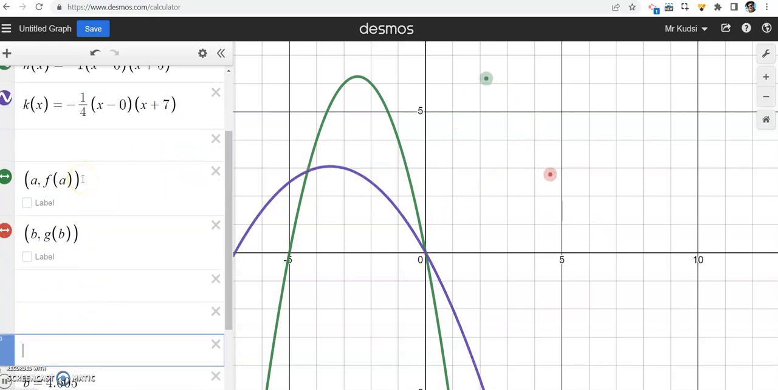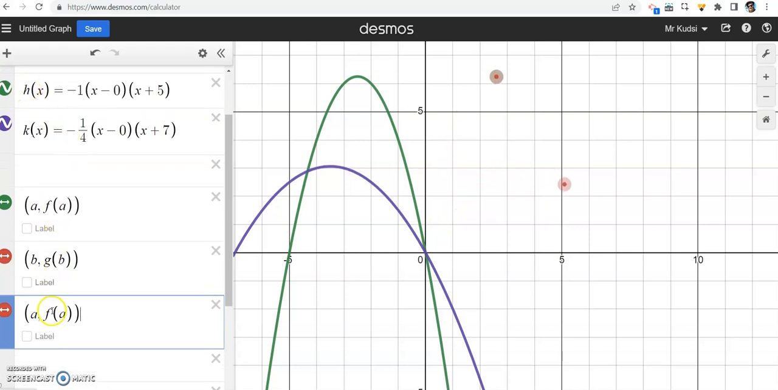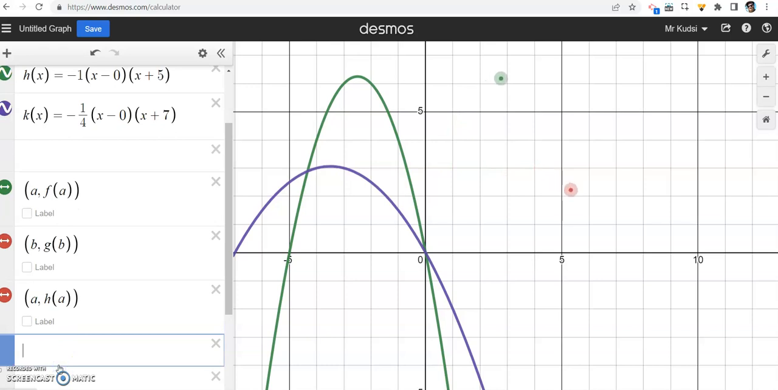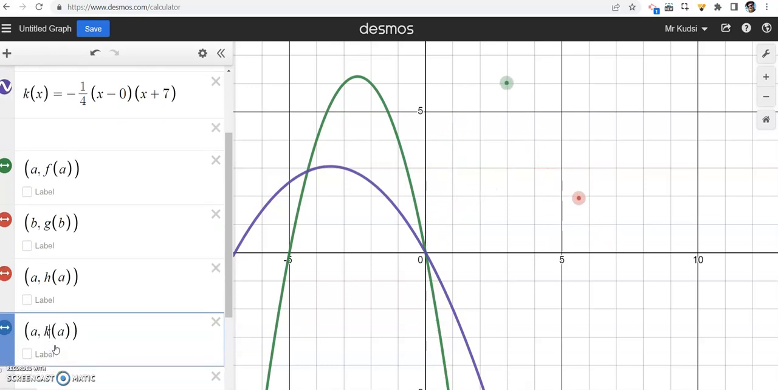Okay. And now I don't need to do a whole bunch of new typing. I can copy this, paste it, but instead of F of A, I'm going to use H now. All this is saying is use my H equation now. Paste it again. Use my K equation now.